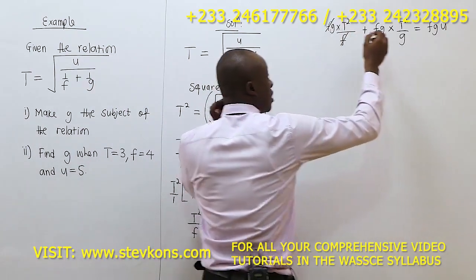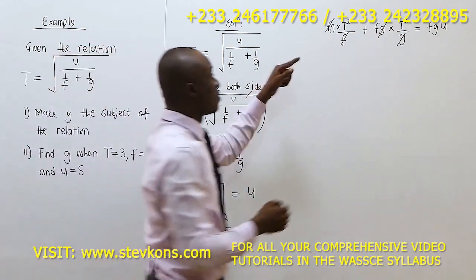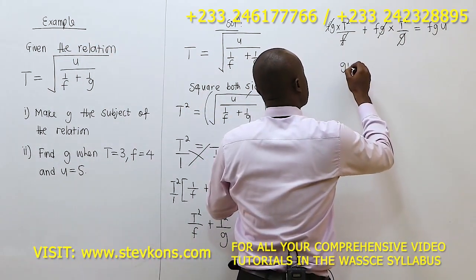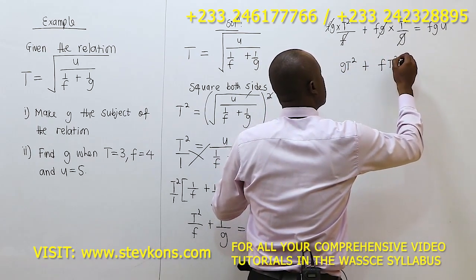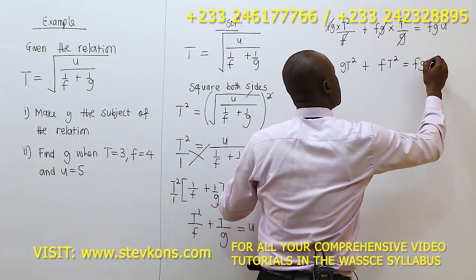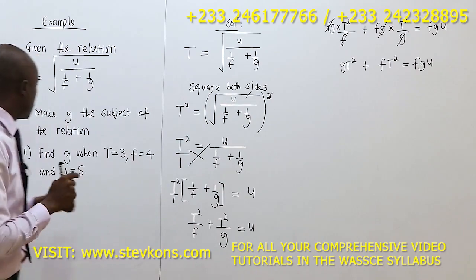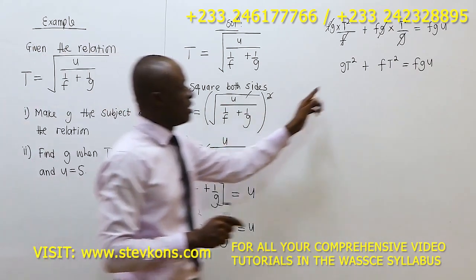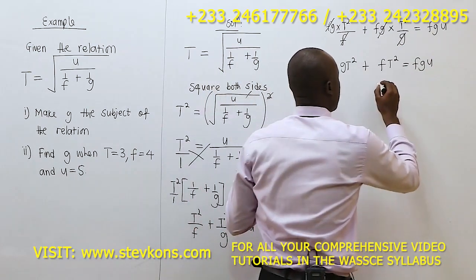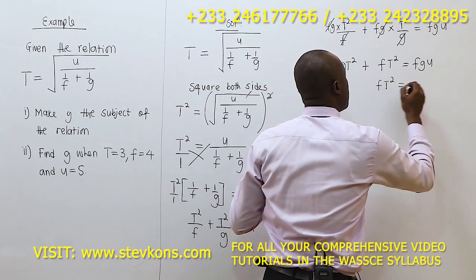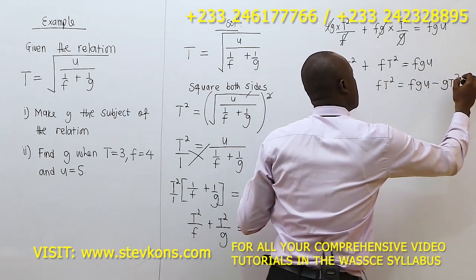Now from here, what can we see? This f is cancelling the f, this j cancelling the j. So j times t squared, we have j t squared plus f t squared equal to f j u. Now we want to make j the subject. That's what the question says, j the subject. Now look, there's j here, there's j here. Now let's take this to that side. So we have f t squared equal to f j u minus j t squared.